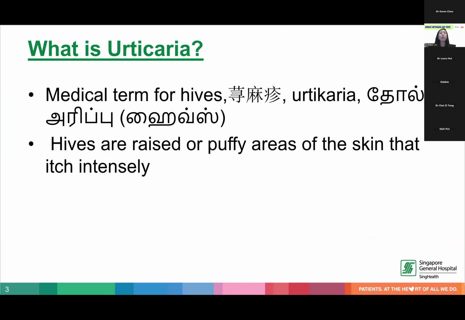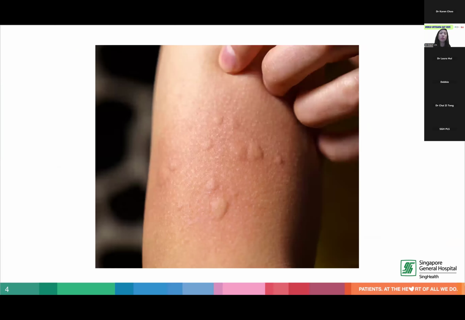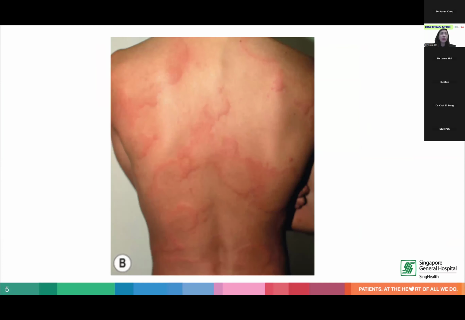urticaria is a medical term, but colloquially and locally, my patients refer to urticaria as hives, or in Mandarin we call it 荨麻疹. And hives are actually raised or puffy areas of the skin that itch intensely. So urticaria can appear as localized itchy rashes that consist of little swollen patches of varying sizes. Sometimes it can appear as small bumps like this, and it resembles mosquito bites. Or it can appear as wheals or larger patches, and these can be circular or sometimes can appear in different shapes and sizes. And in many cases, the raised edges can enlarge and merge together into a bigger patch.